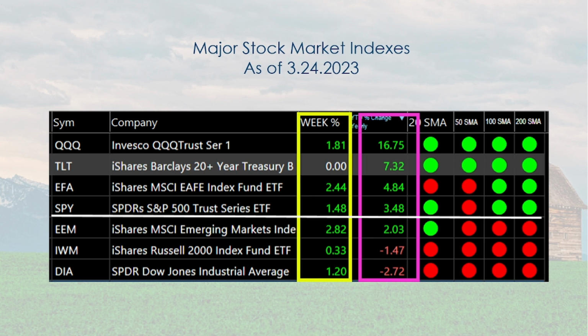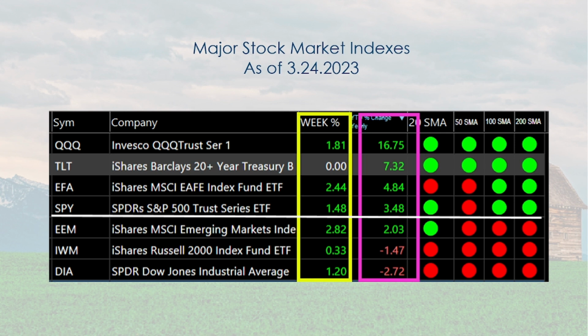Let's see, we've got 5 U.S. indexes, 2 foreign indexes, and the long-term government bond index. In the center of the dashboard, I put a yellow box and a pink box. The yellow box is the last week, and the pink box is year to date.